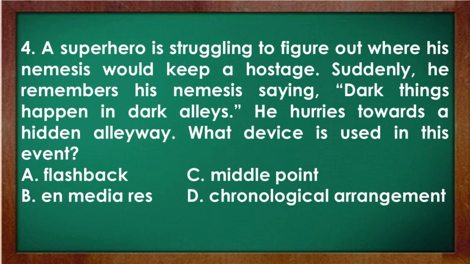Number 4. A superhero is struggling to figure out where his nemesis would keep a hostage. Suddenly, he remembers his nemesis saying, "Dark things happen in dark alleys." He hurries towards a hidden alleyway. What device is used in this event? A. Flashback, B. In media res, C. Middle point, D. Chronological arrangement.